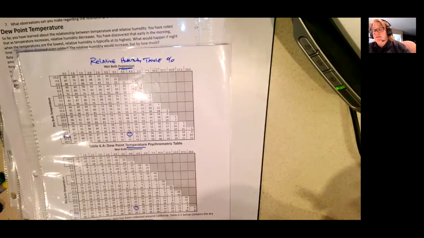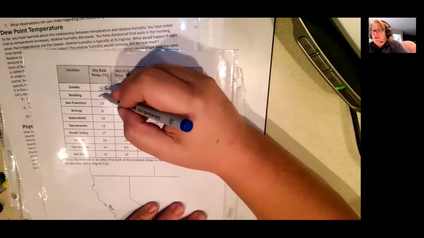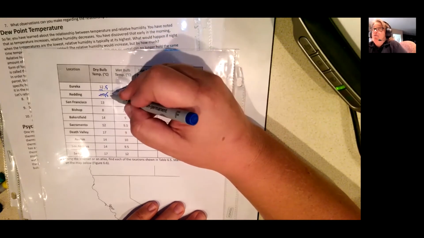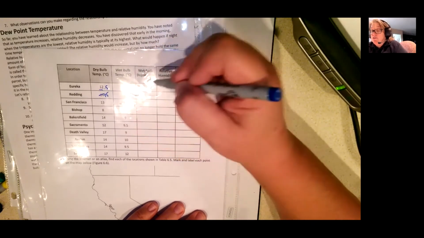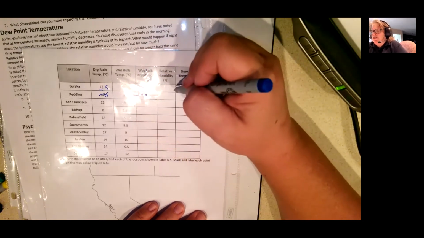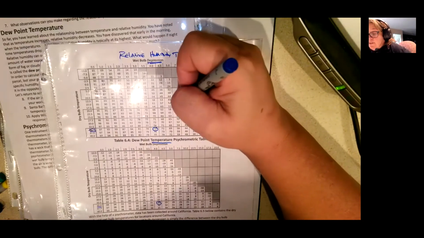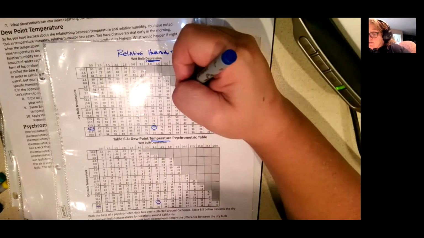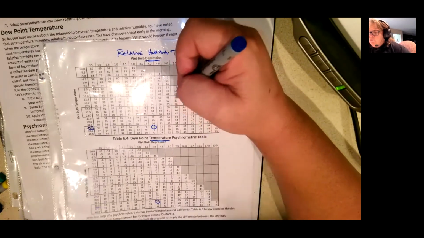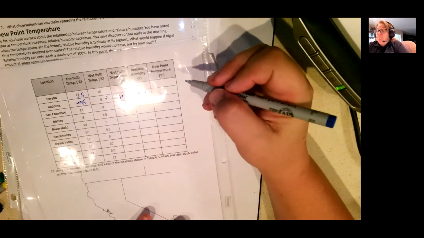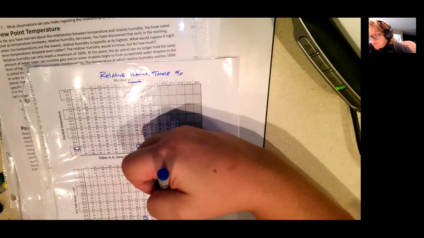And it says, all right, so let's do Reading. So let's say it was 15 and the wet bulb temperature is 8. So that would be 7 degrees. So 7 degrees is our depression. So 15, 7. Oh, look at that. It's not on there again. So we'll just say it's 25%. And the dew point temperature, 15, and 7, let's say it's -6.